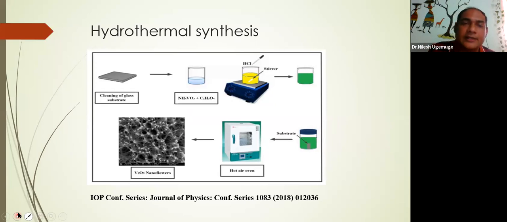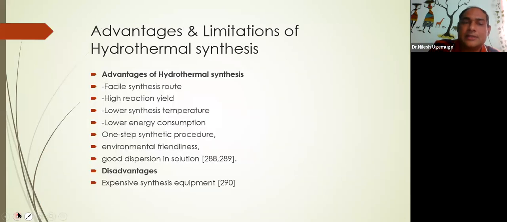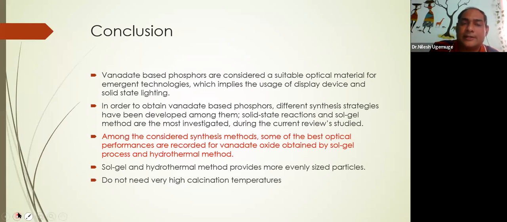With the help of that, the reaction can be carried out at a very low temperature, like 80 degrees or 110 degrees Celsius, for about 5 or 6 hours. That is why this is again one of the preferred syntheses for the manufacturing of nanomaterials. So these are the results, XRD, these are the PL and the same results. These are the added advantages and limitations of this particular method.